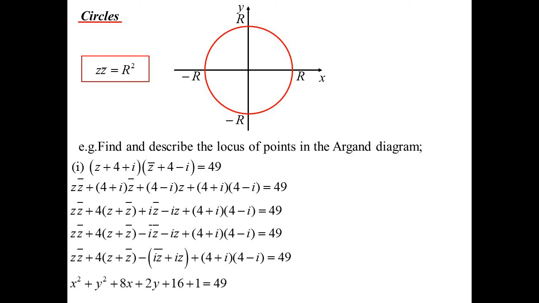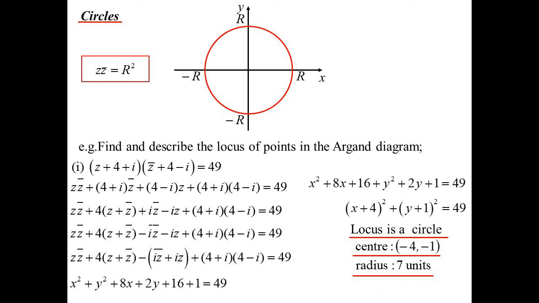Now I've got it as x squared plus y squared plus 8x plus 2y. Actually, it's still going, isn't it? We still haven't finished that one. Okay, let's get going a bit more. Well, we know it's going to be a circle because of the x squared and the y squared. Complete the square. Eventually we've got it. x plus 4 squared plus y plus 1 squared is 49. So we know it's a circle, centre minus 4, minus 1, radius 7. I could have saved myself a lot of time.